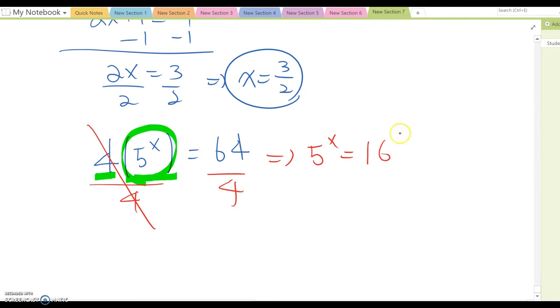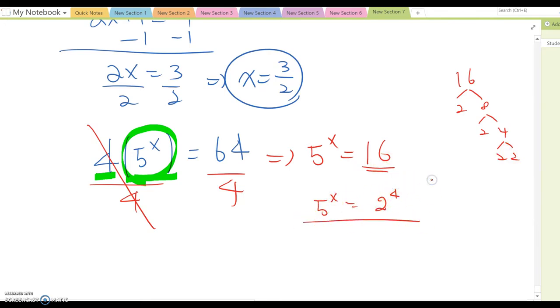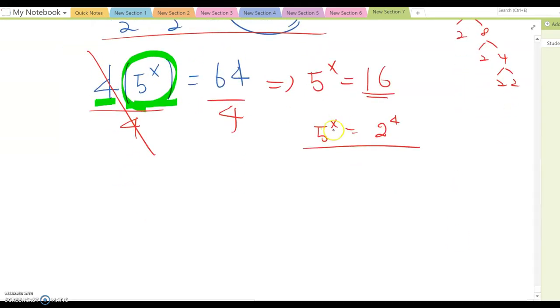Now if we find its prime factorization, 16 means 2 times 8, 2 times 4, 2 times 2, which is 2 to the 4th power. So it doesn't match the base value, so we cannot apply the concept which we used before. So in this case, we want to isolate this x value. Then how to isolate the x value? Yes, we have to use logarithm.